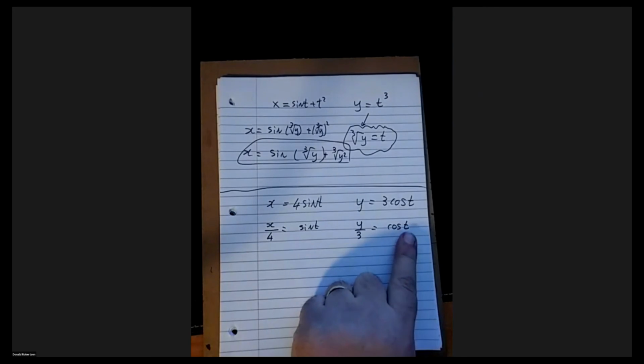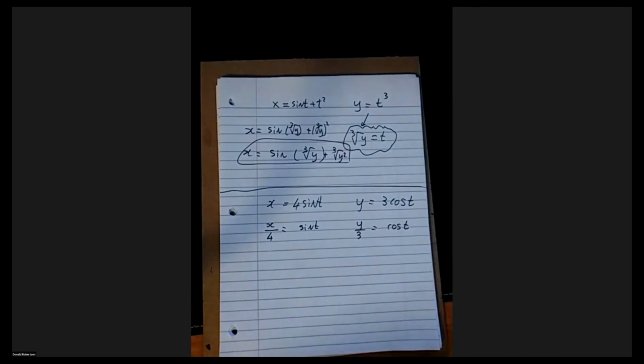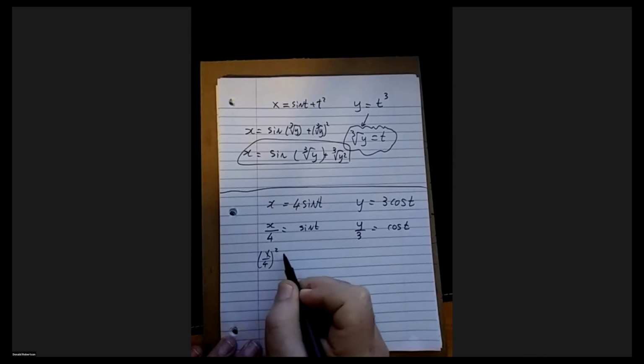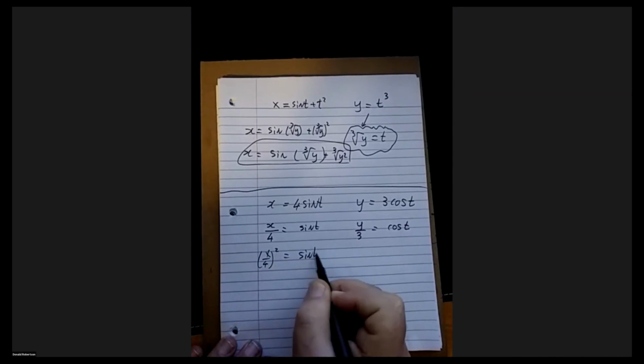And don't take this one and say, okay, well, I'll just do an inverse cosine then. Just as bad. But what I am going to do is I'm going to square both sides.